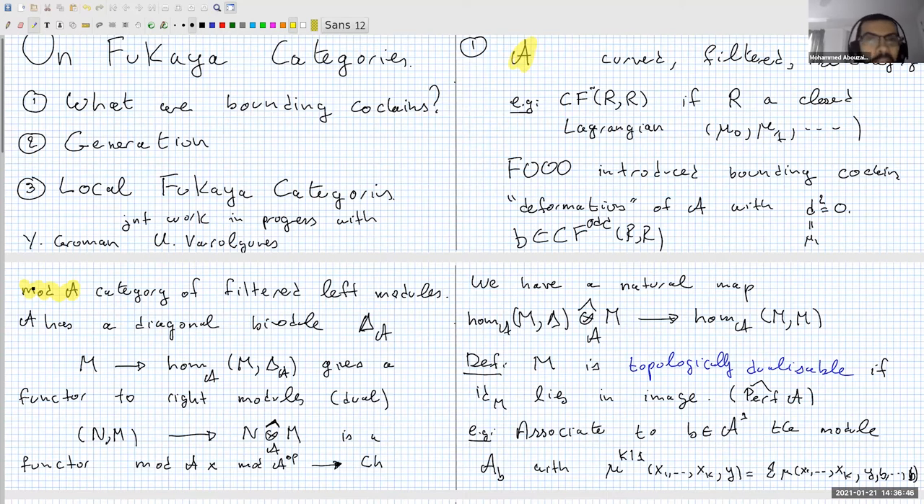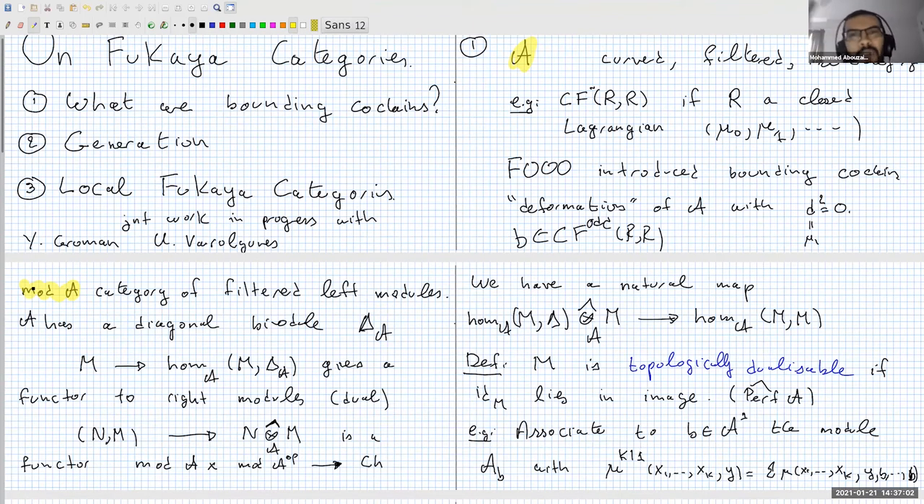And then one way to say this is that there's some kind of modules where the curvature disappears when you act on the modules. So that's the way that I think about it. A absorbs all the curvature, and the module has no curvature left. And so when you try to take Homs between them, you get something which is just a chain complex.